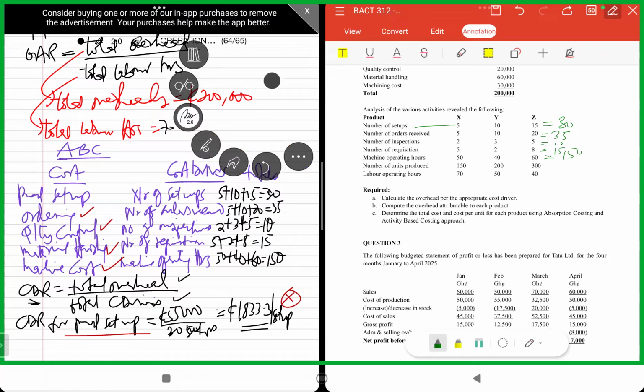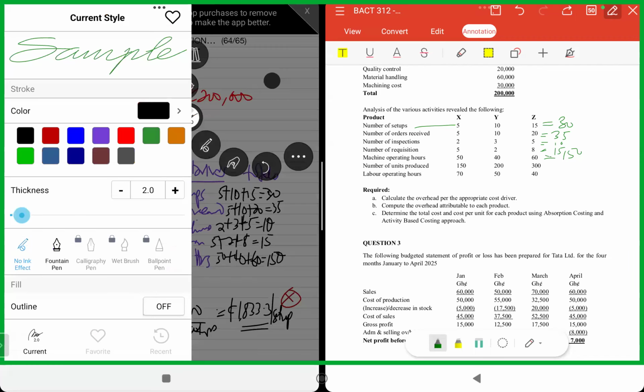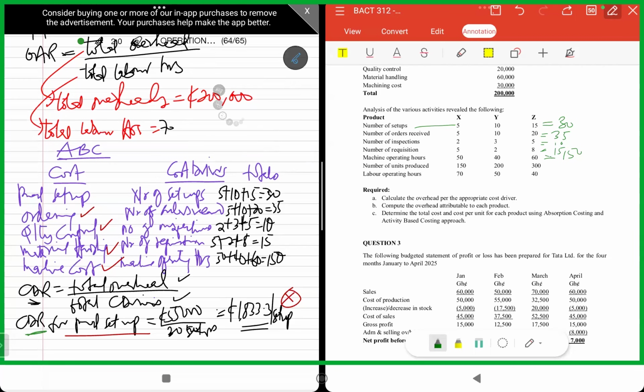What I'm trying to say is, just follow what I'm doing. I'll explain why. The CDR, I said CDR, I only did for one. I didn't do it for the remaining overheads. I just did it for one.